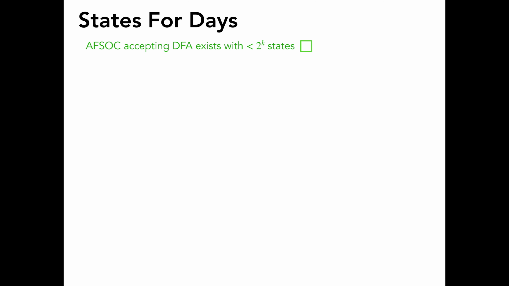Okay, so again, we're assuming for the sake of contradiction that we have some sort of accepting DFA with less than 2 to the k states. Now we want to find a set of at least 2 to the k strings. Right now is a good time to pause the video to think about what sort of set we would want to use.